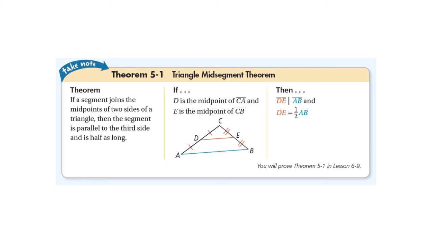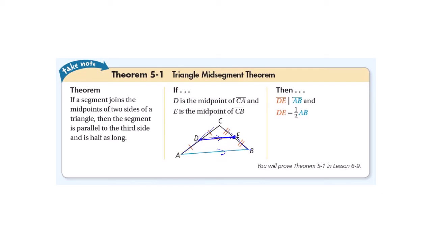So the triangle midsegment theorem says that if we have a triangle, and a segment that goes through the triangle where the endpoints of that segment are midpoints of the respective sides, that means that segment, DE in this case, has to be parallel with AB. So DE and AB are parallel, and DE has to be half of AB. So this segment is half of this segment.